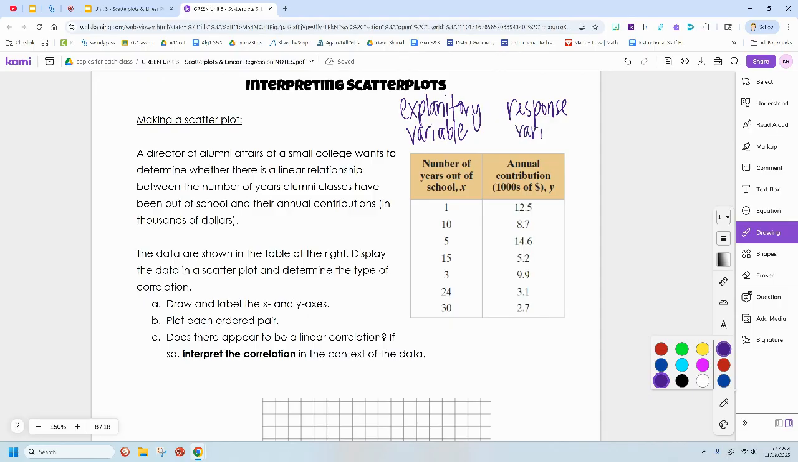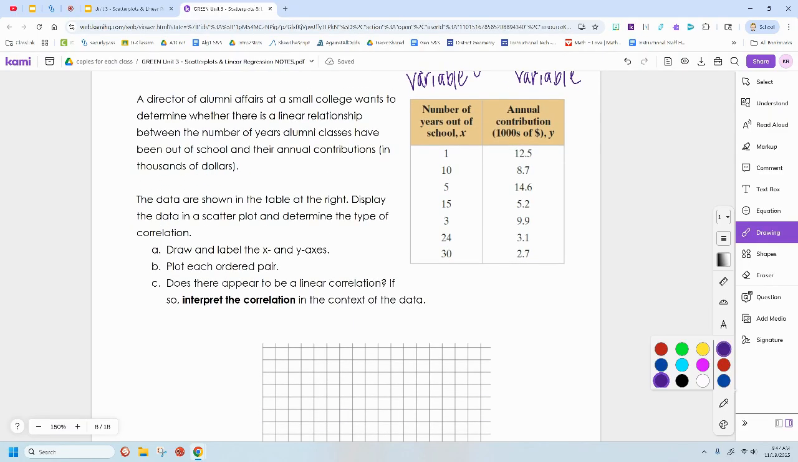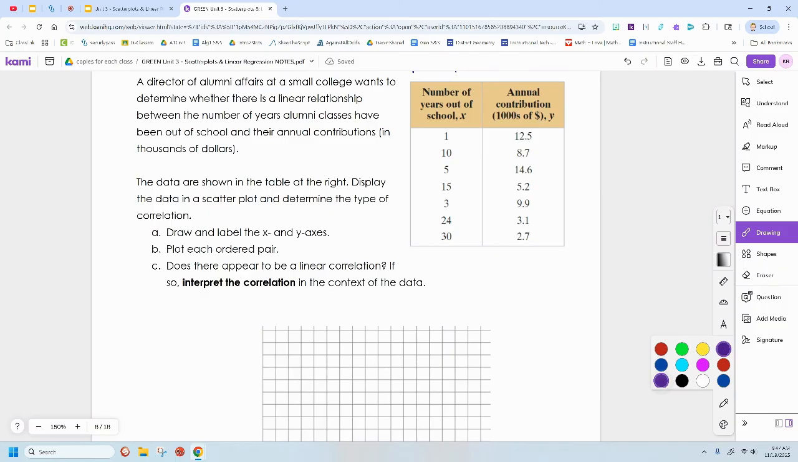So this is new vocab that we need to master because it can be used in a multiple choice question or in explain the relationship between the explanatory and the response variable, right? Okay. So now let's take a look at, we have only positive numbers. This table, remember, the numbers are holding hands, right? 1 year out of school goes with 12.5. So we should do no sorting here, right? These are coordinate pairs.